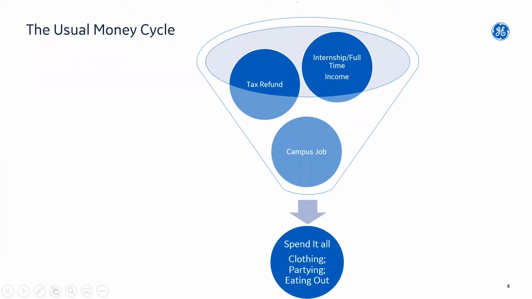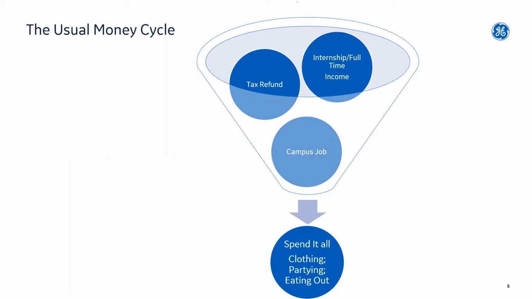Perfect. Great. So the usual money cycle: we associate it with an exchange of time for money. Either you're working at a job, an internship or a full-time job, and getting your income from there. Sometimes if you're still in school, you get a tax refund after your loans, or you work a campus job. That's all coming into the top side of the funnel, which is your income.